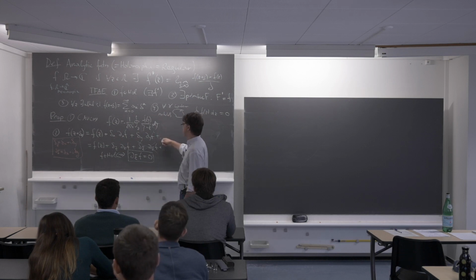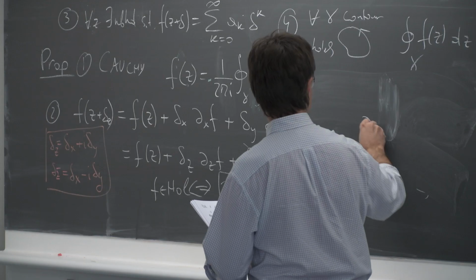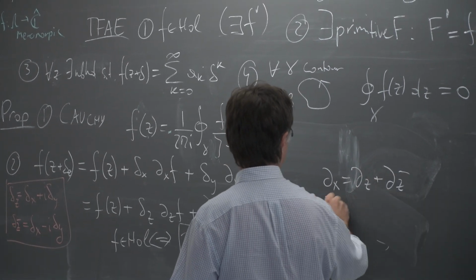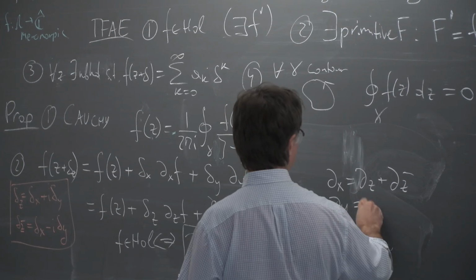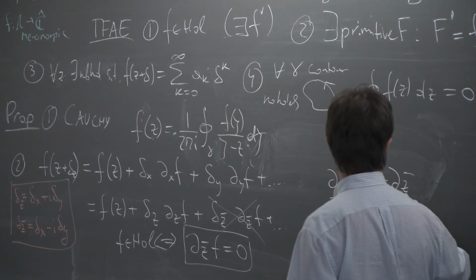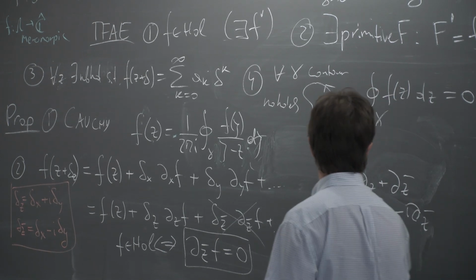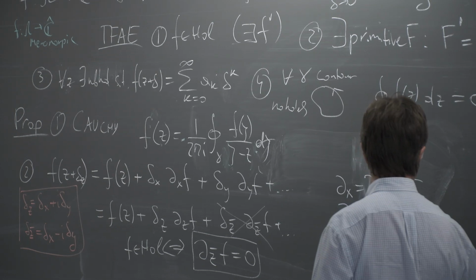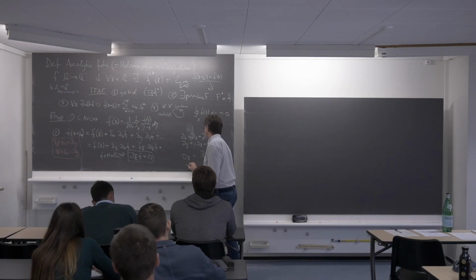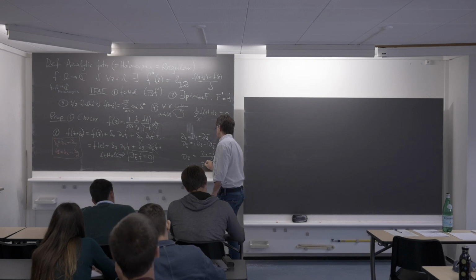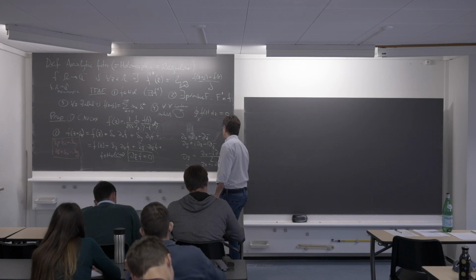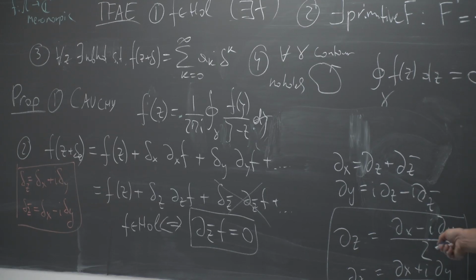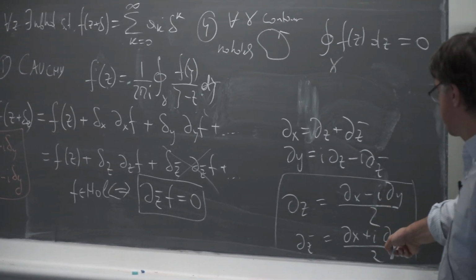So from this formula we get that dx is dz plus dz bar, dy is i dz minus i dz bar, and also you can write that dz is (dx minus i dy) over 2, and dz bar is (dx plus i dy) over 2. So that's the formula. So the Cauchy-Riemann equation is just dz bar equal to 0.